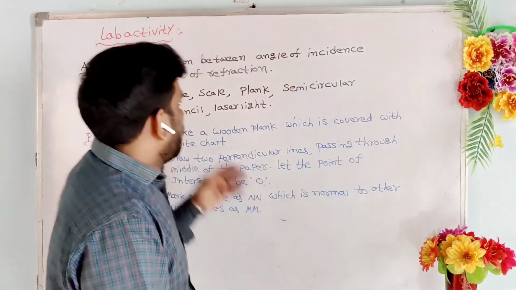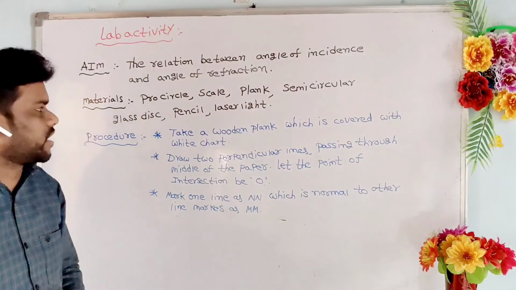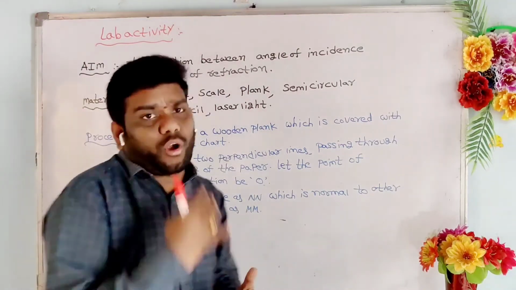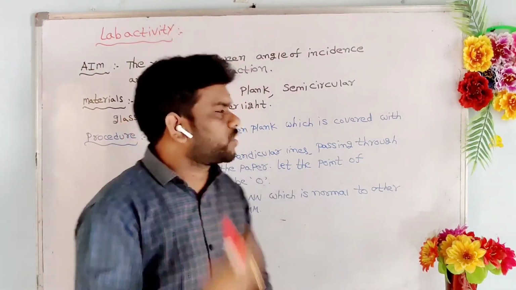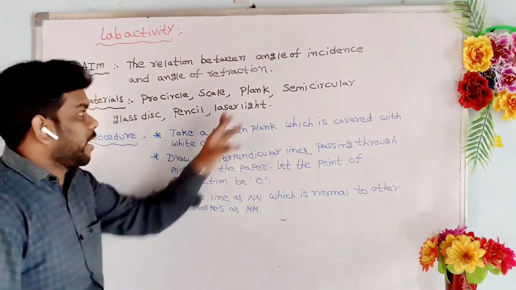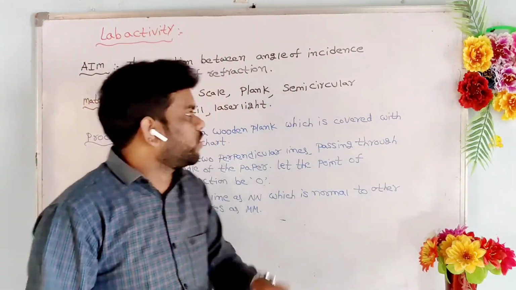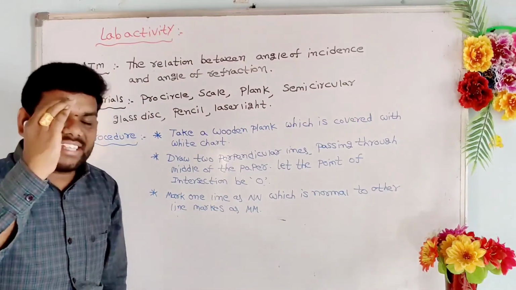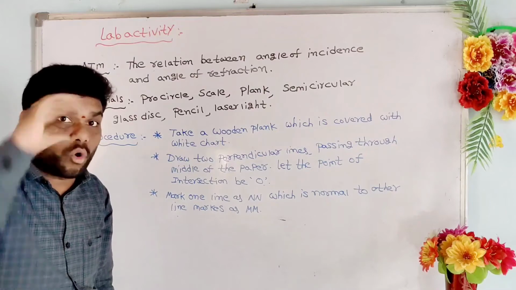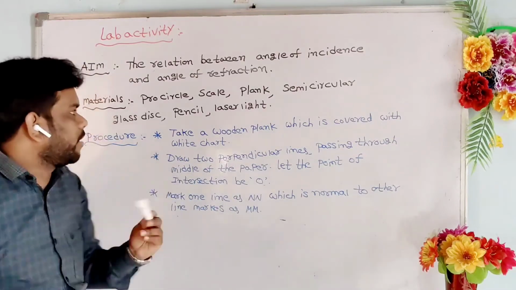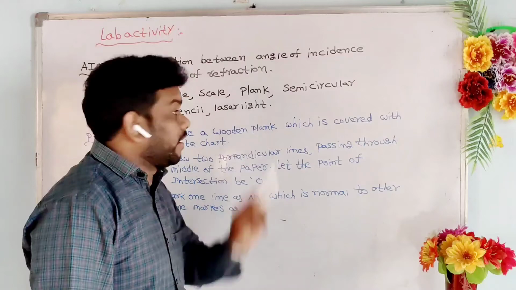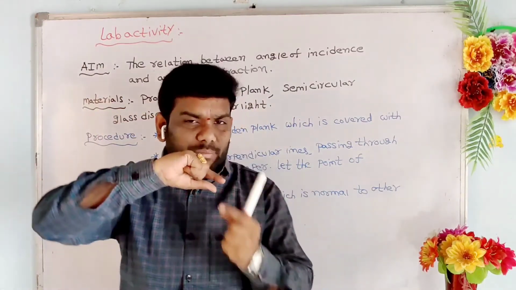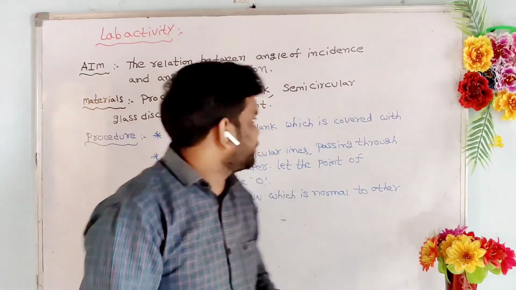Let us start. What are the required materials in this lab activity? One is a protractor, or a pro circle. Do you know protractor? Take that also. Scale, yeah. Plank, means take a wooden plank. Semi circular glass disc, yeah. Only a semi circular glass disc of glass type. And pencil, yes. Laser light, focus light. Laser light means only one direction, yes.